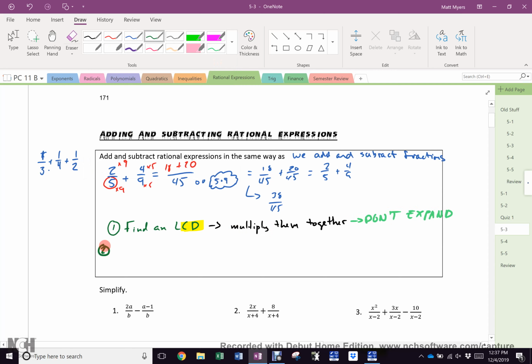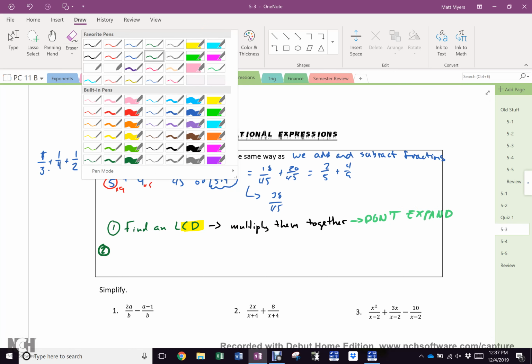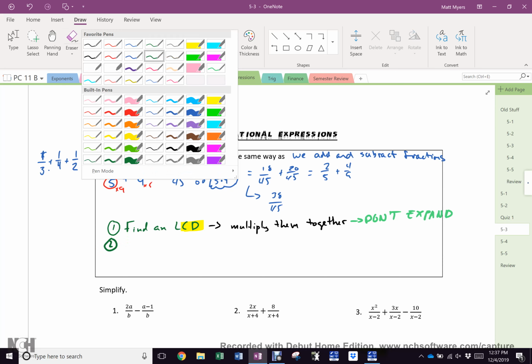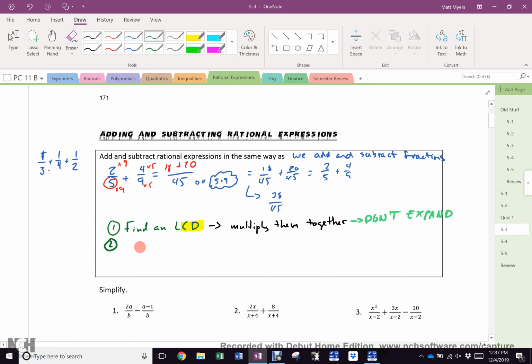What would be the second thing you would do once you have decided on your LCD? Or your CD, for lack of a better word. Pardon me? Right. We would adjust our numerators accordingly. Now, what does that mean? What did we do to our numerators here?